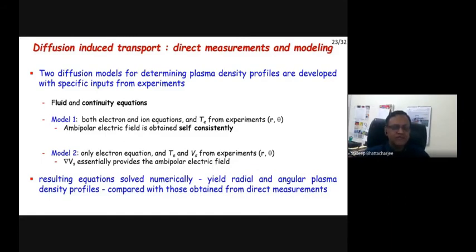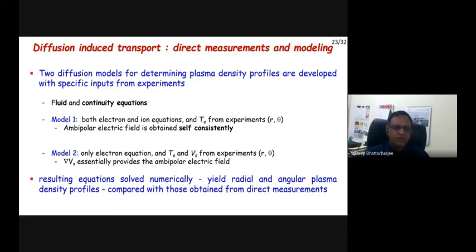So we developed two diffusion models, and we tried to model the plasma density profile with specific input from experiments. So we wrote the fluid equation and the continuity equation. In model 1, we wrote both the electron and ion fluid equations, and we took the temperature from the experiment. So we obtained the ambipolar electric field self-consistently.